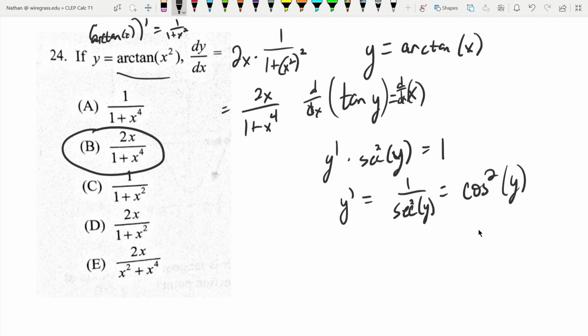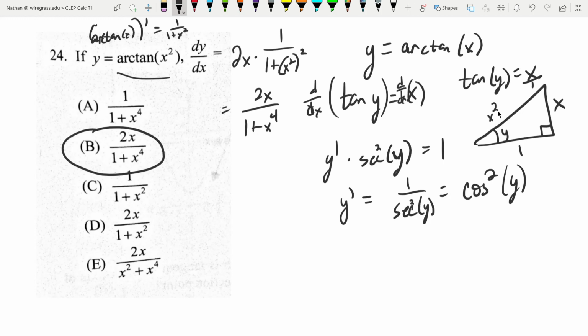Now at this point, if you're asking, well, how do we solve this? What we can do is look at, again, tangent y equals x. This is actually a right triangle, so we use right triangle trig. It's the same thing as x over 1. If this is the angle y, it has to be an angle since it's inside tangent, and tangent is opposite over adjacent. So opposite is x, adjacent is 1. That makes the hypotenuse the square root of x squared plus 1.